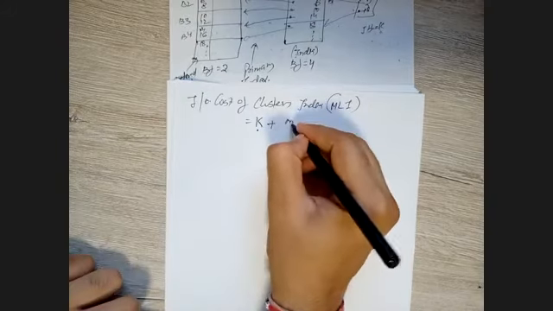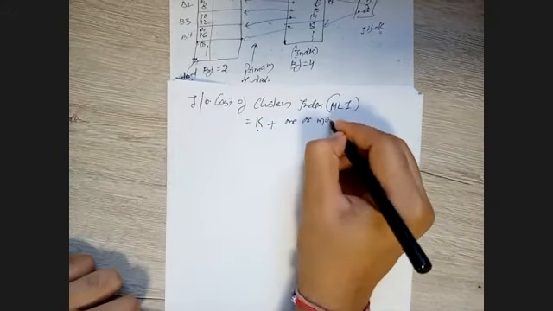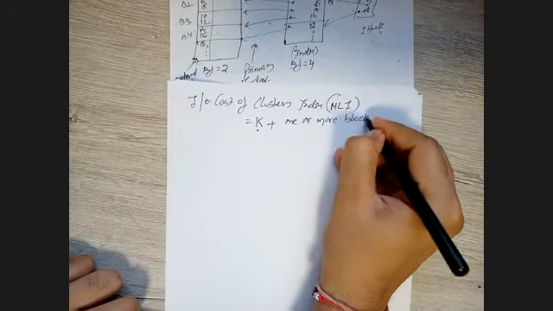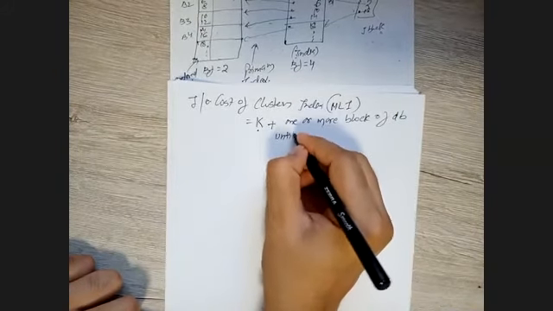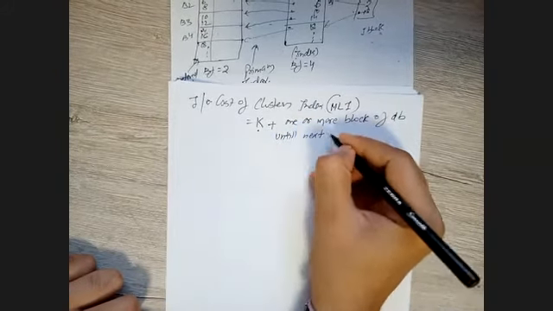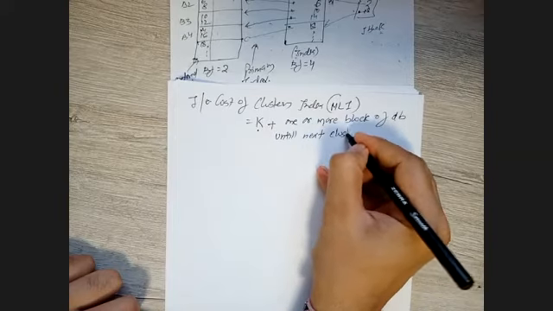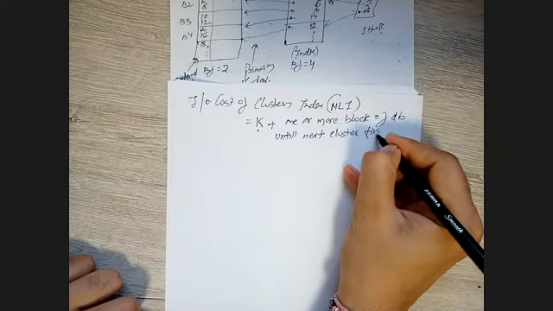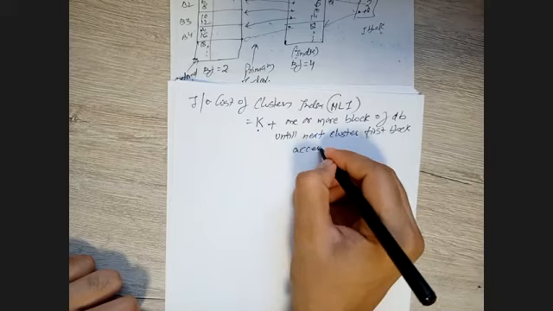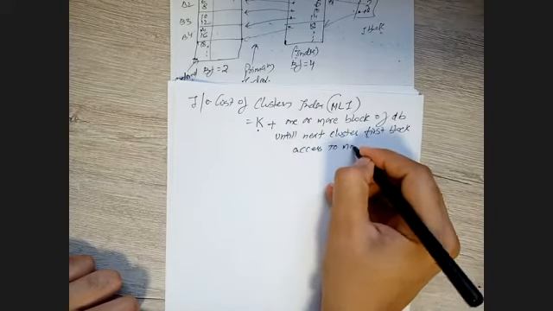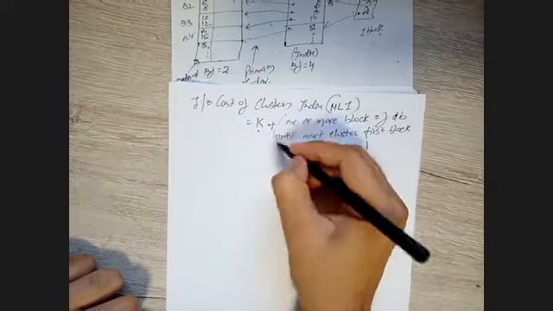one or more block of database. Let me write: one or more block of database until next cluster. Remember, next cluster first block access to the main memory, or say the disk, this one, right?